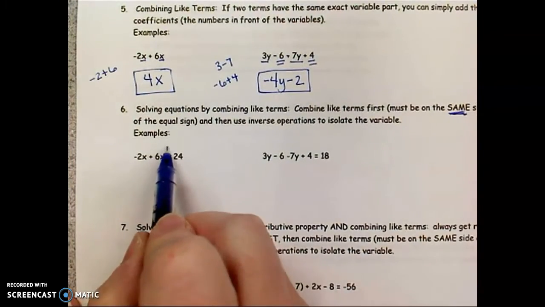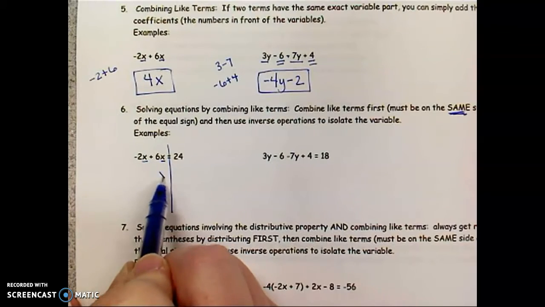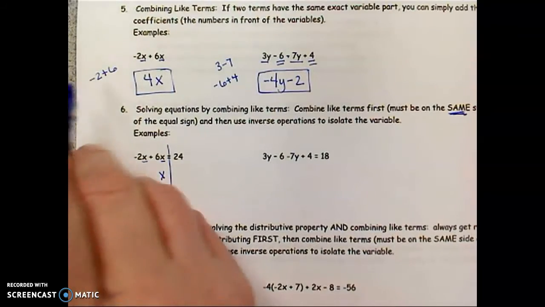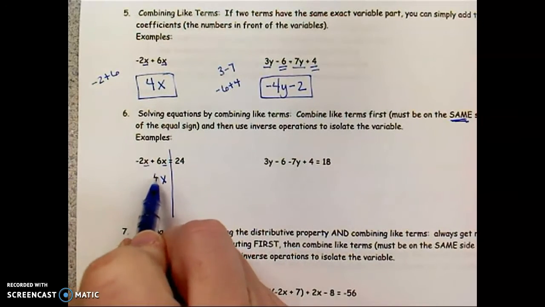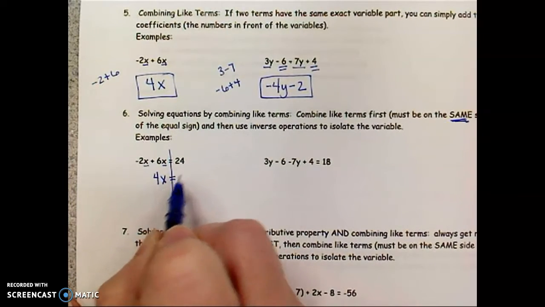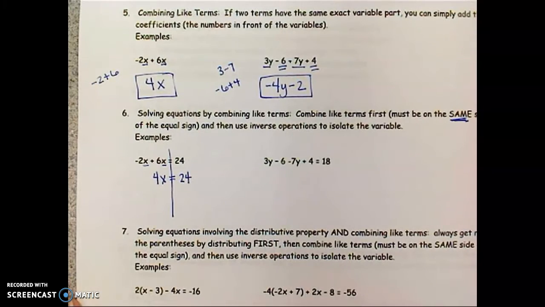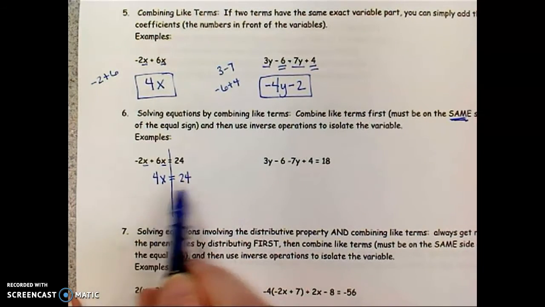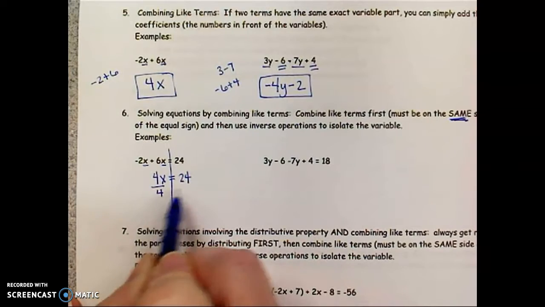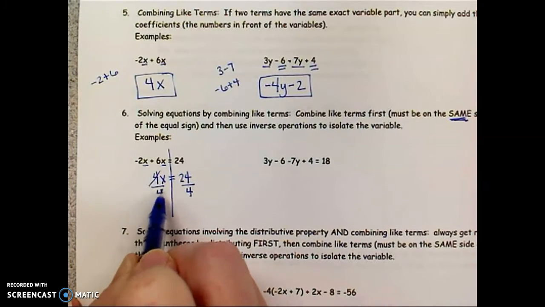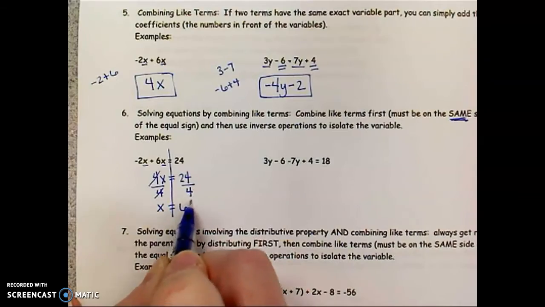So on the left side of the equation, these both have an x. So I can combine those. And remember, we already did that. Negative 2 plus 6 is positive 4. So that's 4x equals 24. Now I solve it just like I did in the first set of examples. This is a one-step equation. I'm going to undo that multiplication using division. We're dividing both sides by 4, and we get x equals 24 divided by 4, which is 6.